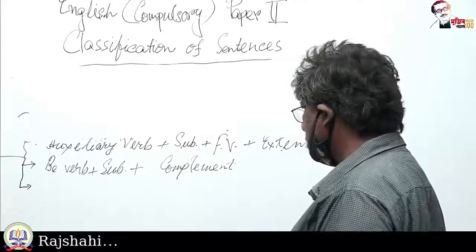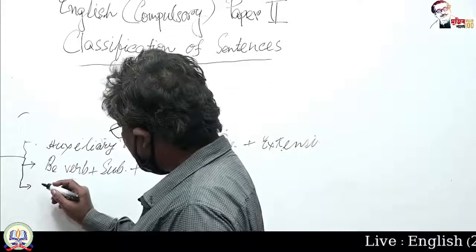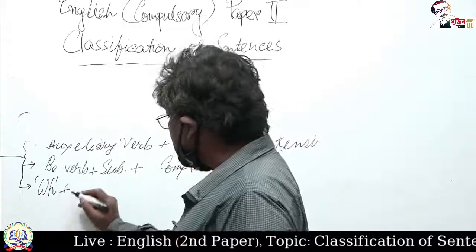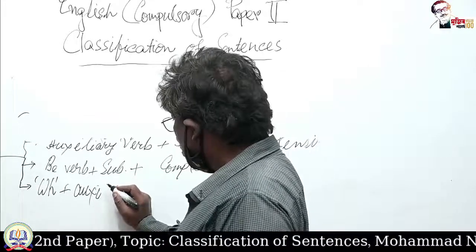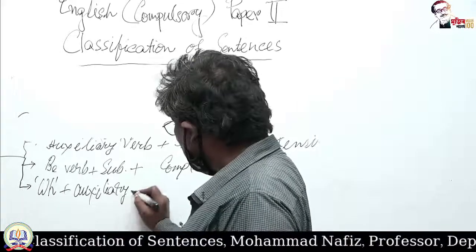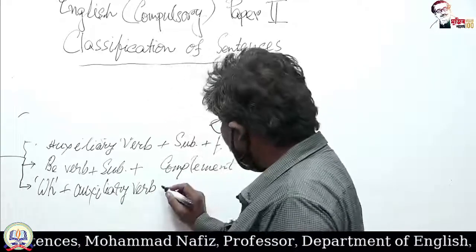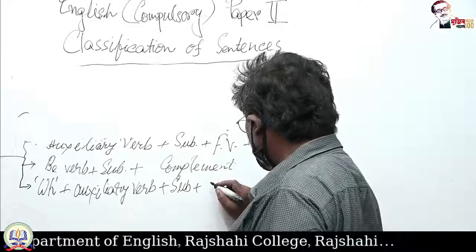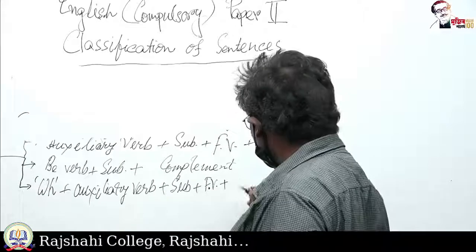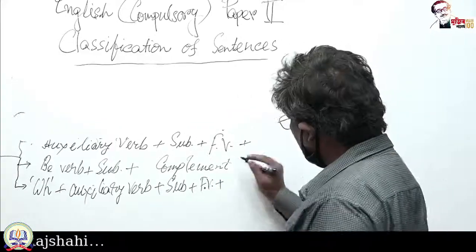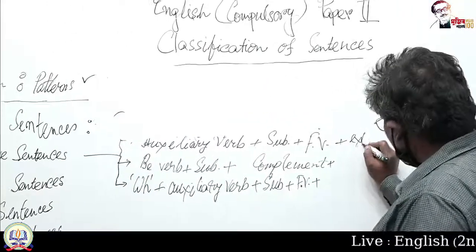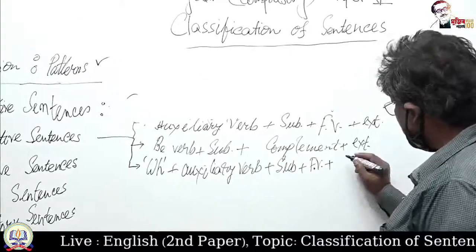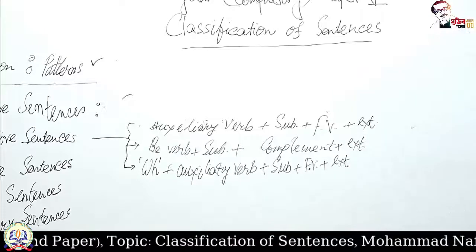And sometimes interrogative sentences begin with one of the WH expressions plus auxiliary verb, plus subject, plus main verb or finite verb, and then in each case we may or may not have extensions like object, complement, adverb and participle phrases. Let us see the examples of such sentences.